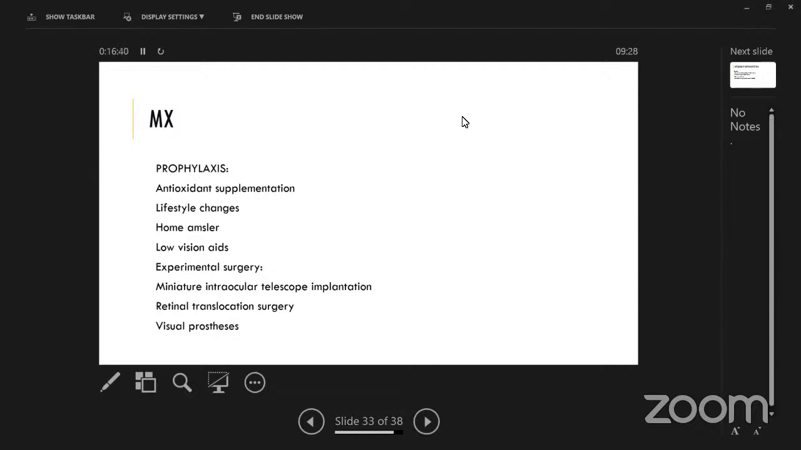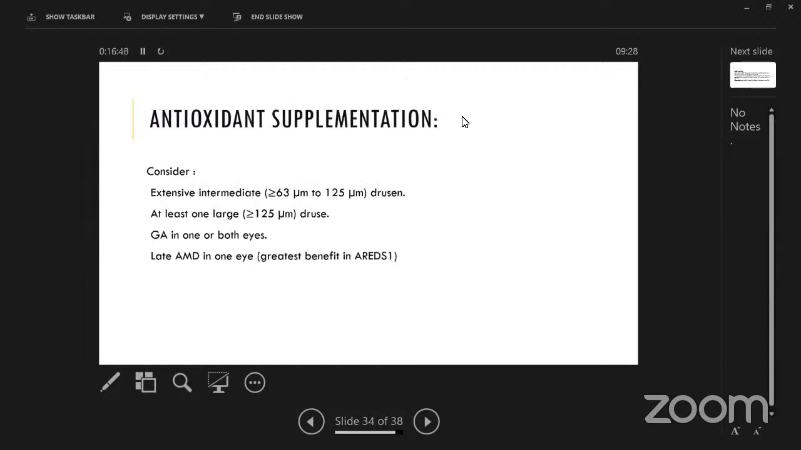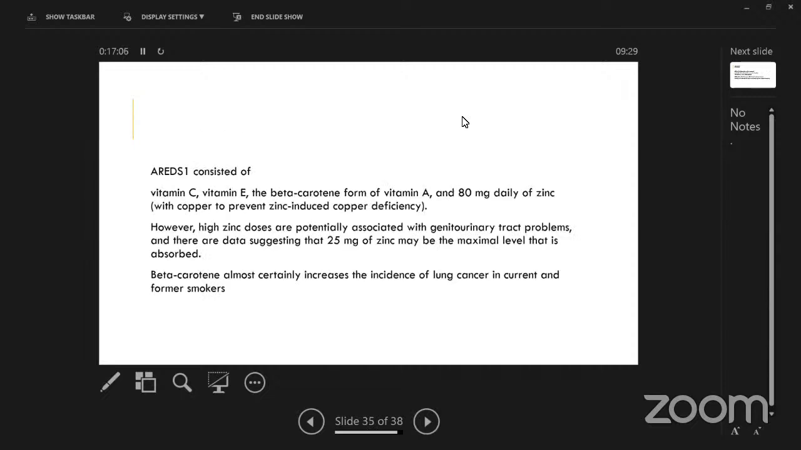Experimental surgeries have been described, like miniature intraocular telescope implantation, retinal translocation surgery, and visual prosthesis. Antioxidant supplementation can be considered in patients with extensive intermediate drusen, that is about 63 to 125 micron drusen, at least the presence of one large drusen, and geographic atrophy in one or both eyes. For late AMD in one eye, it has the greatest benefit in AREDS1.